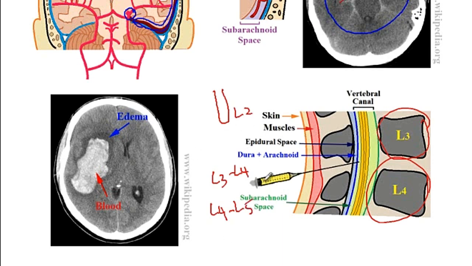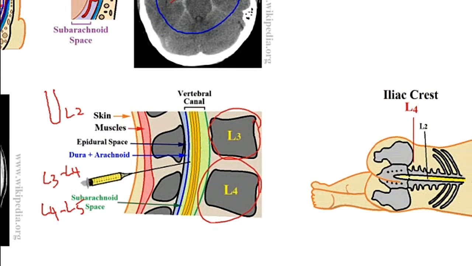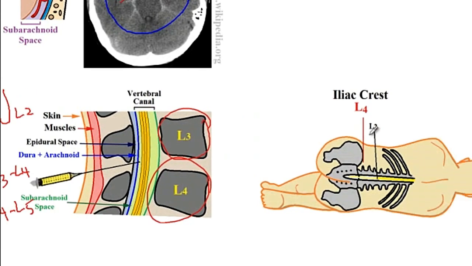But then the other question is that how can you find these levels like L3, L4, and L4, L5? Are you going to count from the top all the way to the bottom? So how are you going to find out where is lumbar number 3 and lumbar vertebra number 4 and 5? And the answer is that you will use the iliac crest as your landmark. So the iliac crest is at the level of L4. So if you go one level up, it's between L3 and L4, and if you go one level down, then it's between L4 and L5.